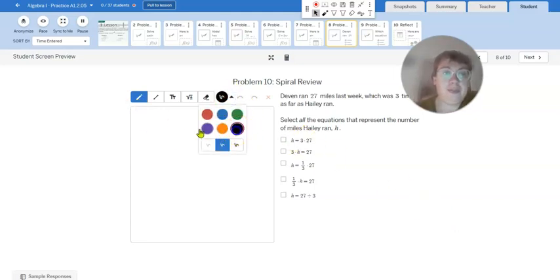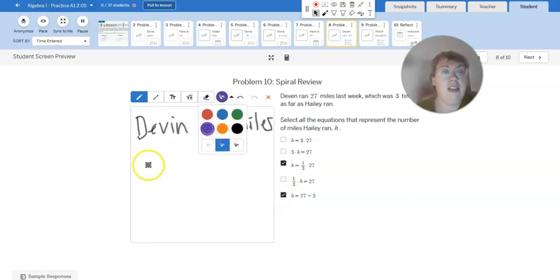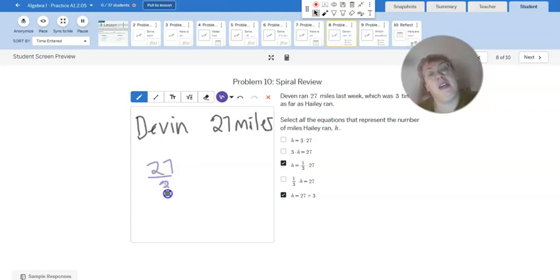So Devin ran 27 miles, which was 3 times as far as Haley. So Haley is going to be 1/3 of 27, which is the same as 27 divided by 3. So if we take that 27 and divide it by 3, we get 9. We could also say that however much Haley ran times 3 is going to equal that 27.